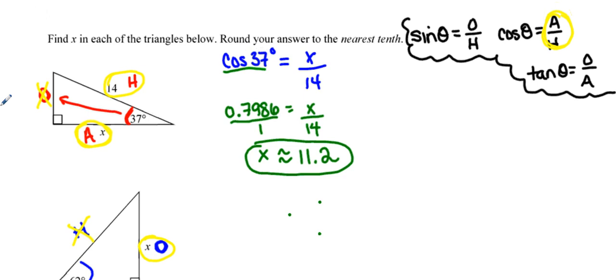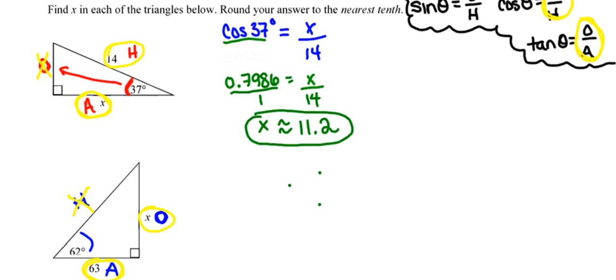So I need to go up and find the trig ratio that deals with the opposite side and the adjacent side. And that trig ratio is tangent, and that's the reason I'm going to use the tangent ratio for this problem. So tangent of 62 degrees is equal to the side opposite the 62, which is x, over the adjacent side, which is 63. Tangent of 62 degrees, I'm going to go put in my calculator.